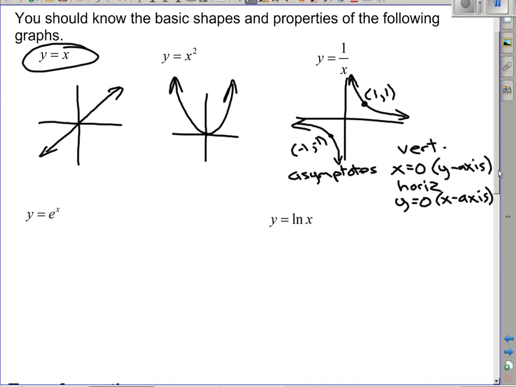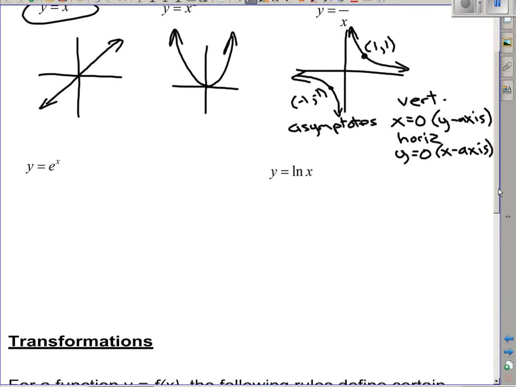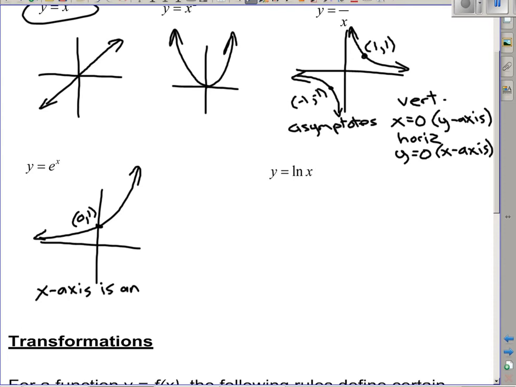You should be aware of what exponential curves look like. So this would be one of them, y equals e to the x. It passes through the point (0, 1). And on this, the x-axis is an asymptote. So it's never going to touch or pass through the x-axis on this basic version of the exponential graph.